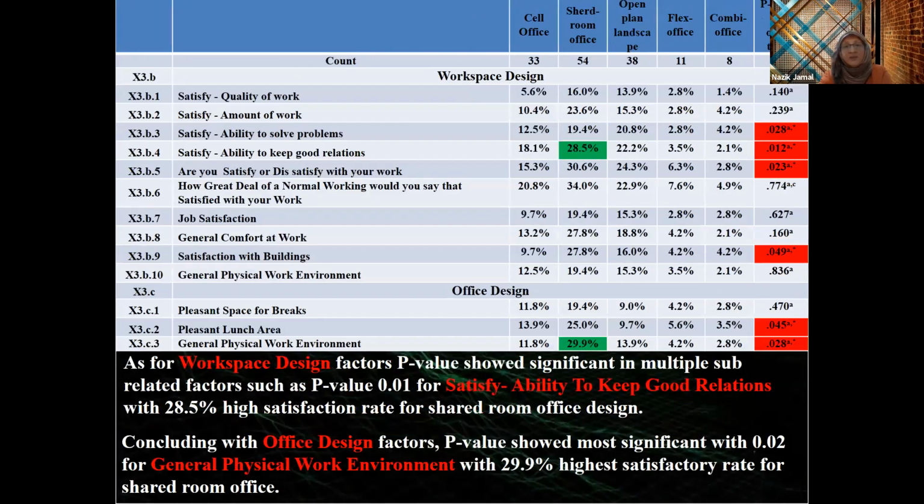And for the workspace design, we see that we have multiple sub-related factors with p-values, which is 0.01 for the question satisfaction to keep a good relation, with 28.5% in the shared room. And for the last sub-factor of the design-related factor, office design, with the most significant p-value of 0.0 with the question about the general physical work environment, with 29.9% in the shared office.